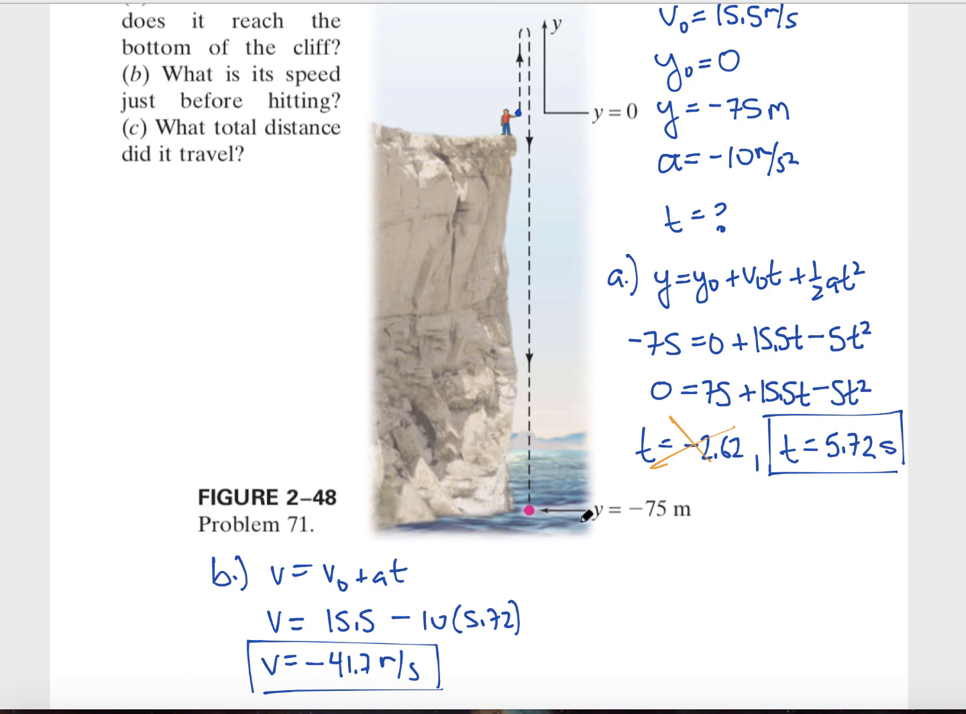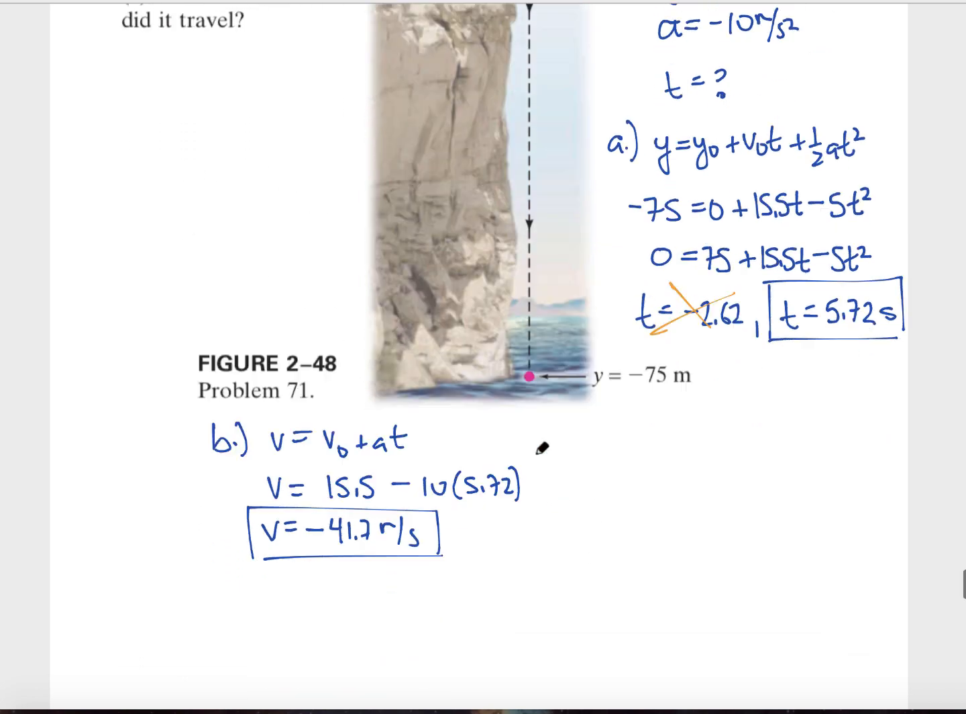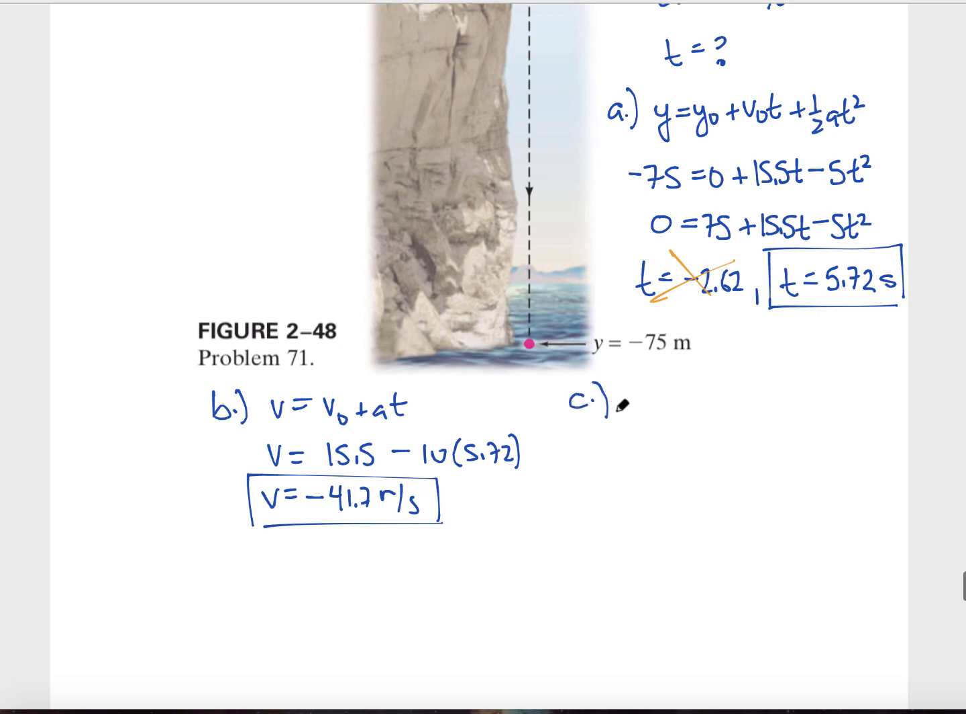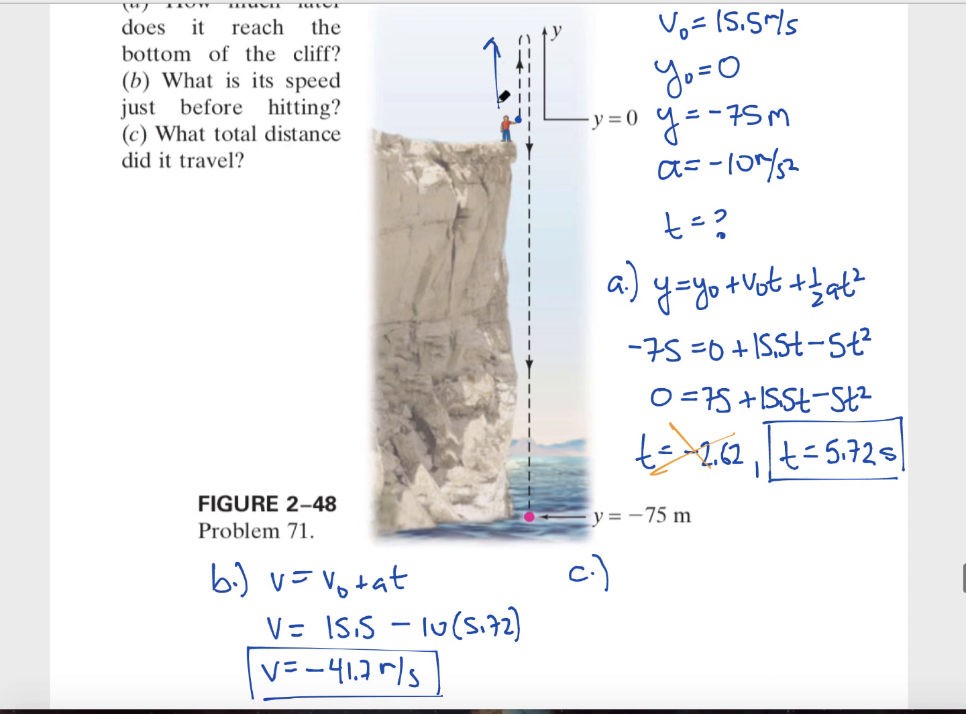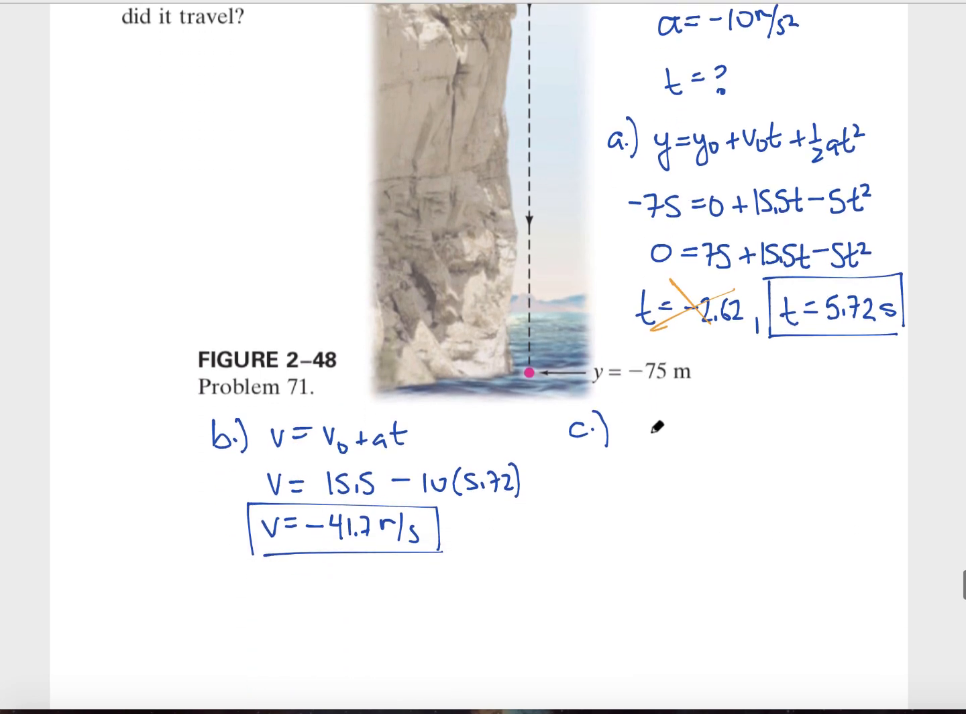For the last part of this question, it's asking what is the total distance that it travels. So this is a little bit of a trickier question. We're going to start by finding this distance, how far it goes up, because we know that at the top, the speed is going to be 0. So I'm going to start by using the third kinematic equation with the following information.